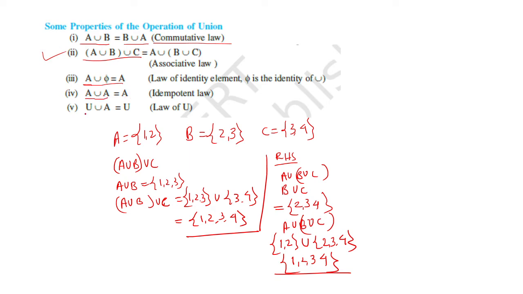If you do union of A with the universal set U, then you will see that the answer will be U, because A is contained in the universal set U. So all the elements are present in the set U itself. So if you do union, your answer will be U itself.